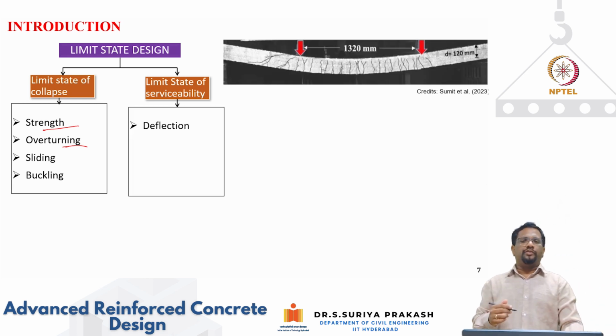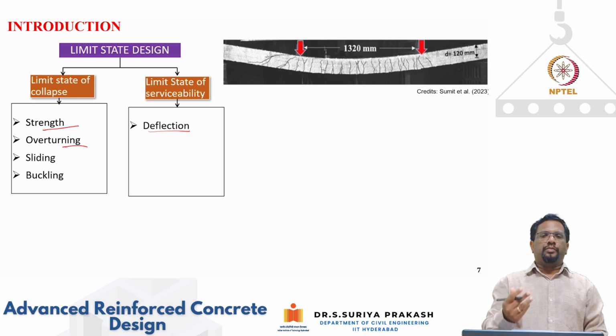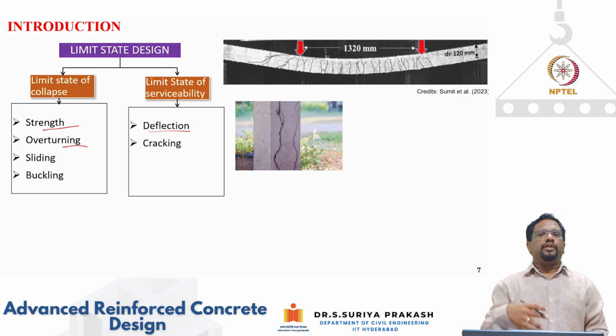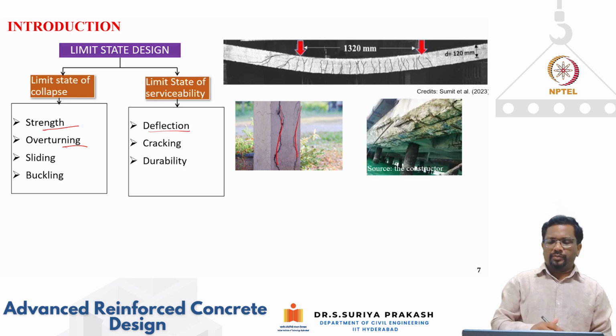Now, what is the limit state of serviceability? We have to check for deflections. Okay, if the flexural members are going to undergo large deflections, or if you have cracking like this, it will affect the serviceability of the particular structural member, right? We can also have cracking, maybe also due to corrosion like this. Okay, these are column members. Because of the corrosion, you have this kind of cracking. So that also we need to be careful.